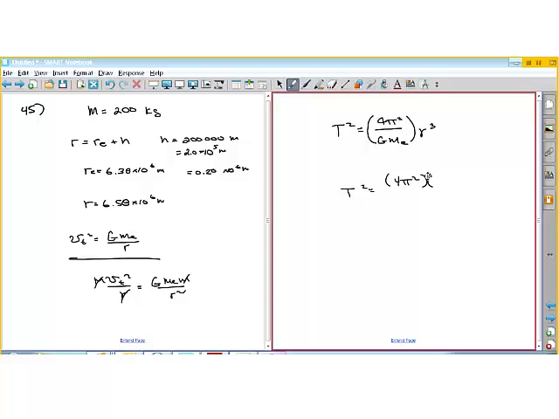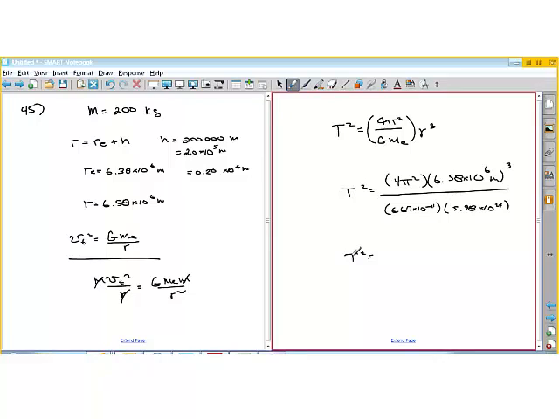So our radius is 6.58 times 10 to the 6th meters, cubed, divided by G, which is 6.67 times 10 to the minus 11th, times the mass of the Earth, which is 5.98 times 10 to the 24th. So that's the period squared.